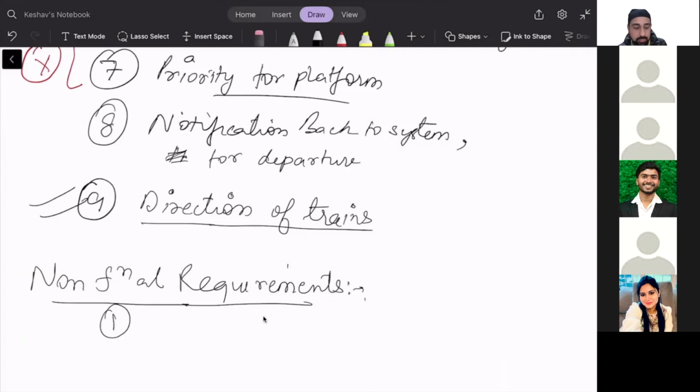The system should be very optimal, should not take much time to tell us which platform is free. So what do you expect the latency for the system to be, or how much time should the system take to allow a train to an empty platform? What was the optimal number you guys are thinking of?